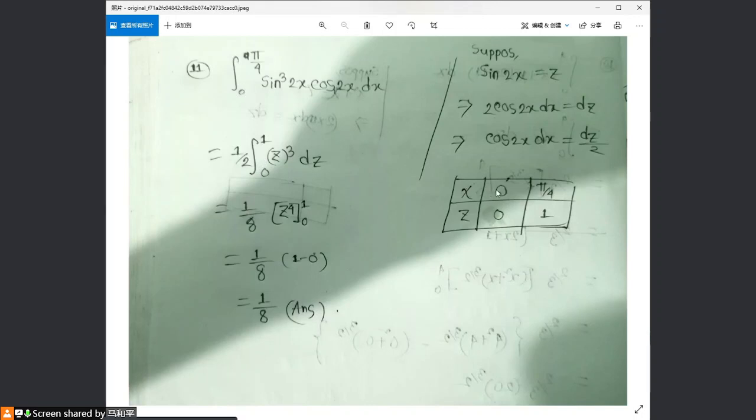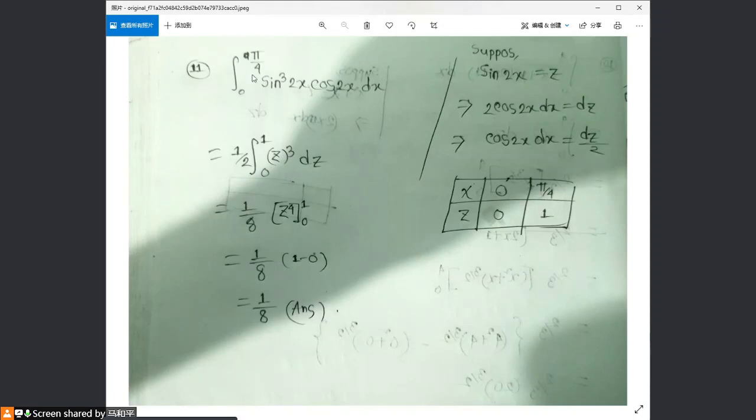X is 0. We know z is sin 2x. So from this equation, when x is 0, z is sin 0, so it's 0. And for the upper limit, x is pi over 4. From this equation, replace x by pi over 4, z is sin pi over 2. So sin pi over 2 is 1. This means we have changed the upper and the lower limits.